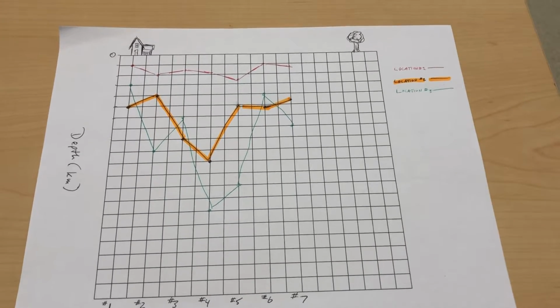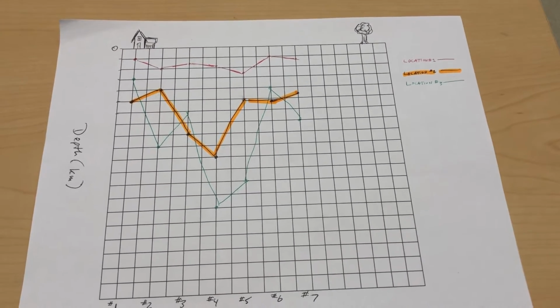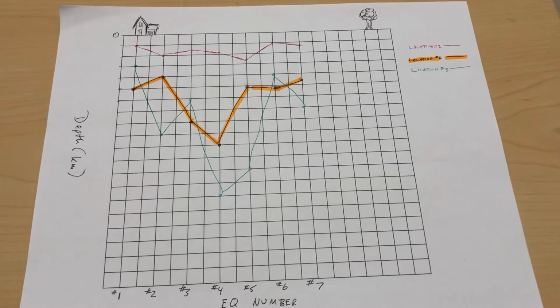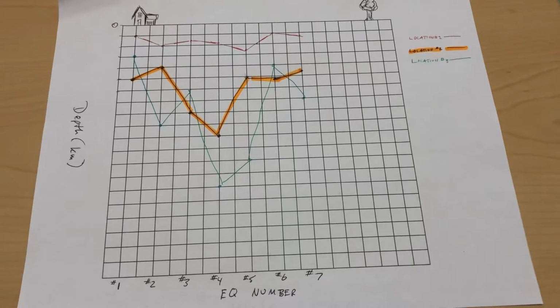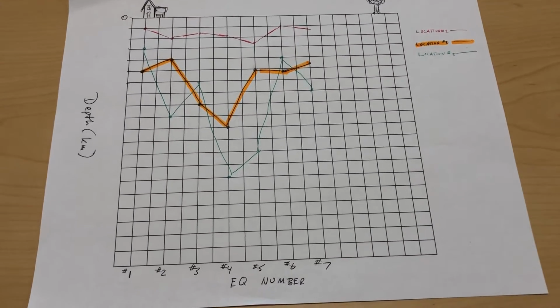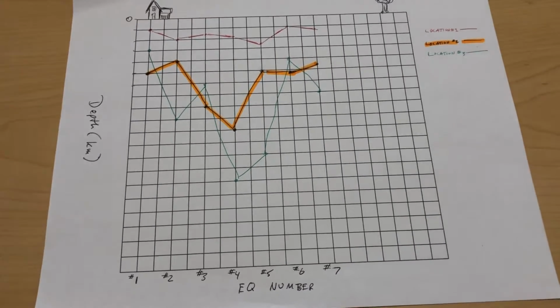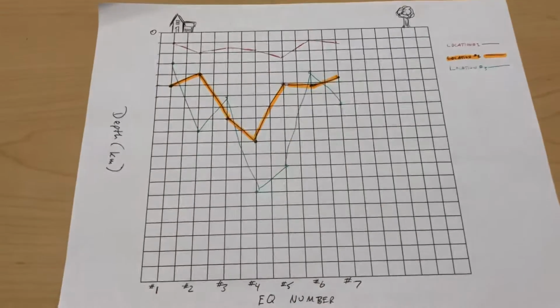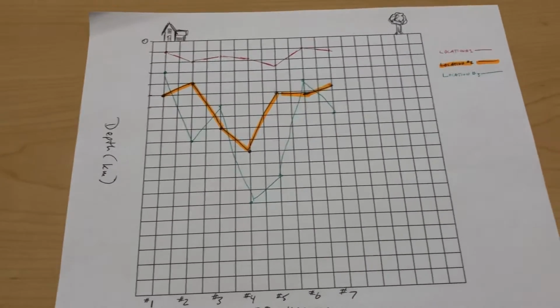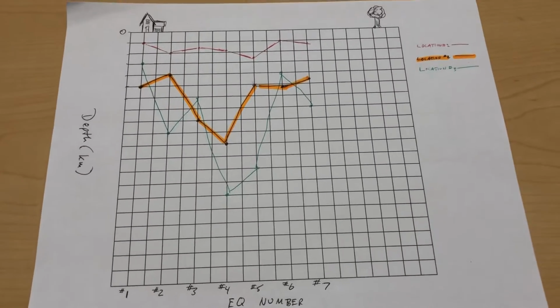So here is a quick explanation of your assignment today. The goal is to look at the depths of some earthquakes to see if we can determine what type of plate boundary is nearby based on how deep the earthquakes are. So to do this, we're going to graph some data. Now, I just made up one, so please don't copy this exactly because it's not correct for your data. I just wanted to show you what the end result should look like.